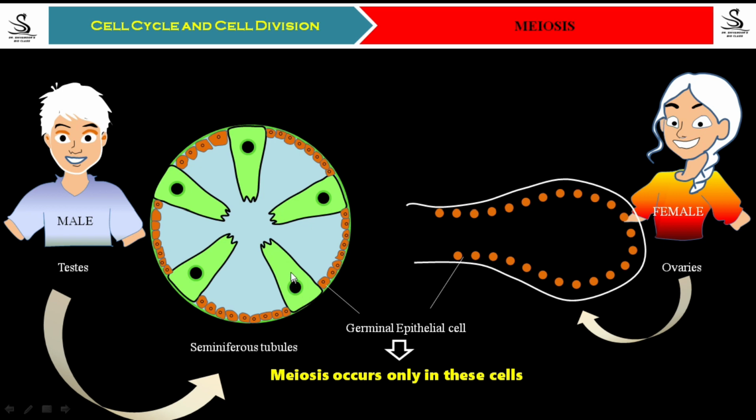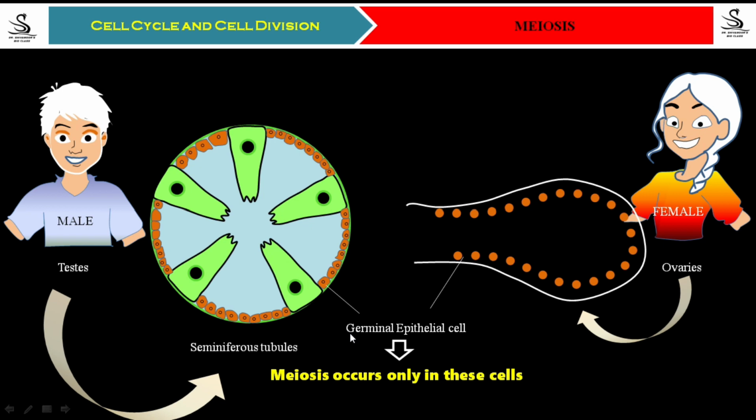The rest of the cells, for example the Sertoli cells here, or in the entire body, there are many more cells, but all those cells will divide by mitosis. But these cells are the only ones that divide meiotically. However, during the initial stage, they even divide by mitosis.